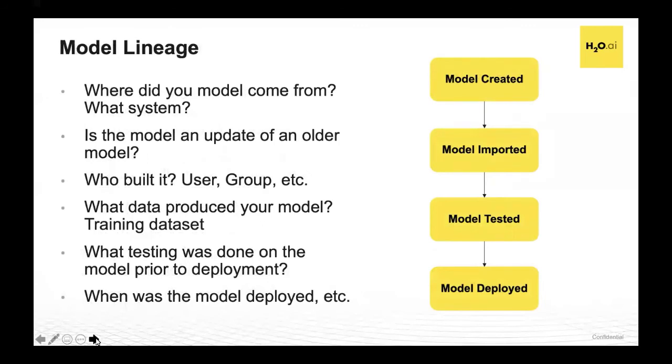Okay, another thing in governance that's really important is just understanding the overall lineage of the model. Many people are probably aware of the concept of data lineage, which is where did my data come from? In this case, we're talking about model lineage. Models can come from a variety of systems. It's not always the case that you have a single system of record for producing models and a single system of record for deploying those models.